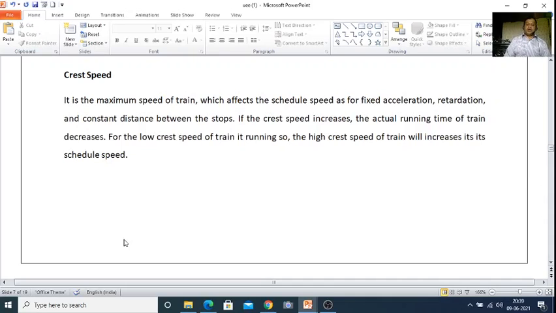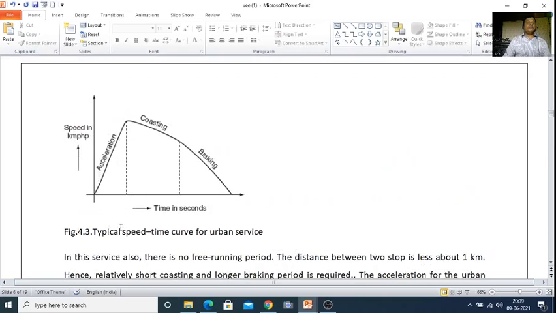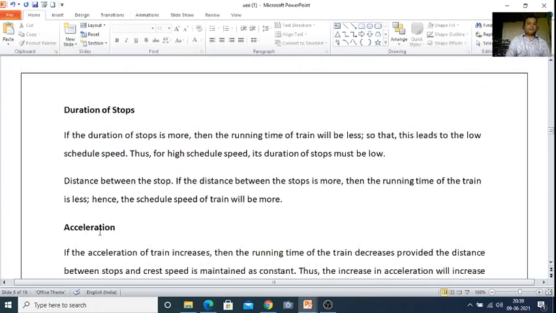Now we go to the other factor, the duration of stops. What is the duration of stops? If the duration of stop is more, then the running time of the train will be less. This leads to low schedule speed. Thus for high schedule speeds, the duration of stop must be low.